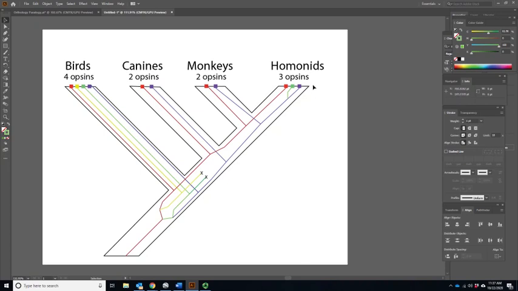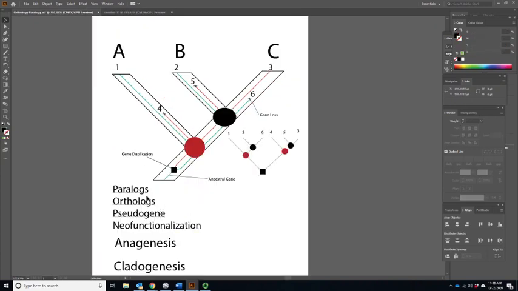And there are lots of ideas and we don't know for sure, but what has resulted in human and other hominids have better visual acuity than monkeys and canines, but maybe not as good as most birds, because birds have the ability to discern more wavelengths based on their diversity of opsins. So hopefully now you've got a good idea of all of these things. Going back here, make sure you review these ideas: paralogs, orthologs, pseudogene, neo-functionalization, anagenesis, cladogenesis.